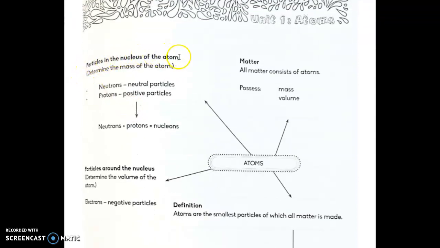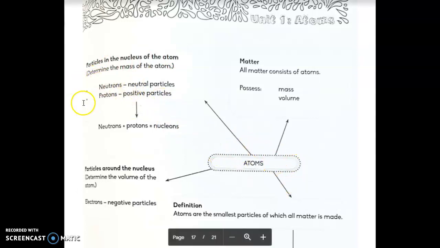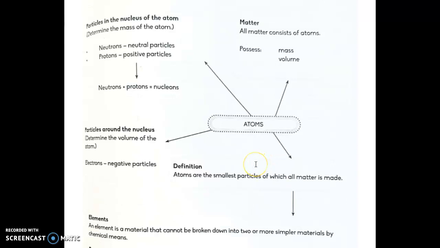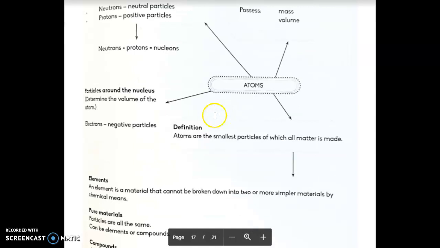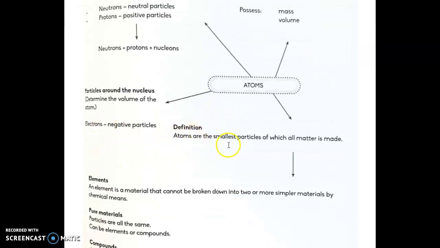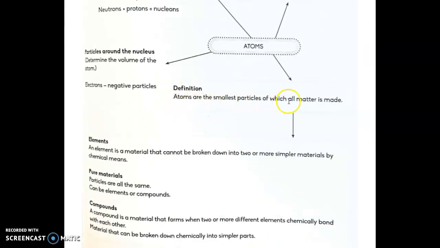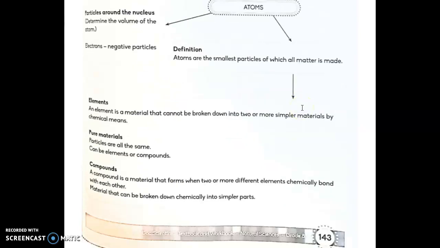Particles in the nucleus of an atom. This is an atom, and it has neutrons and protons, and the neutrons and protons are the nucleus. And around it are the electrons. Now, all matter consists of atoms. Atoms have mass and volume. Definition: atoms are the smallest particles of which all matter is made.